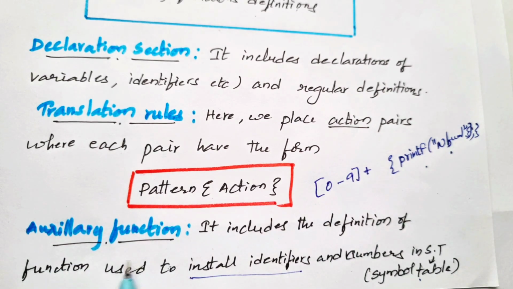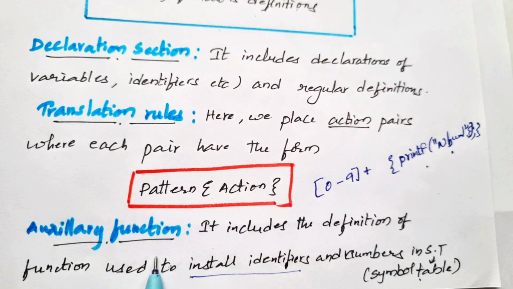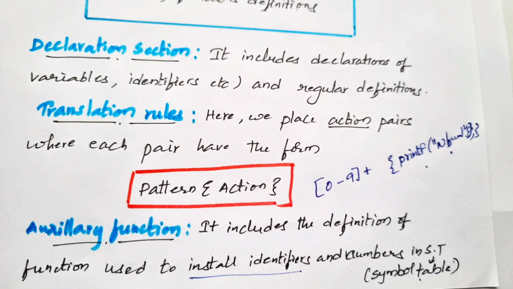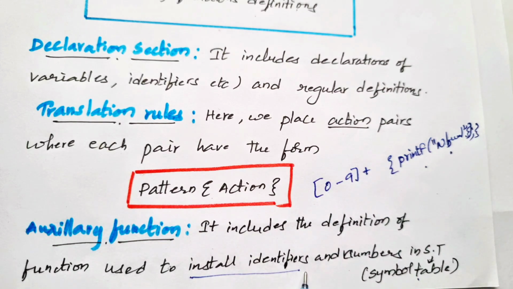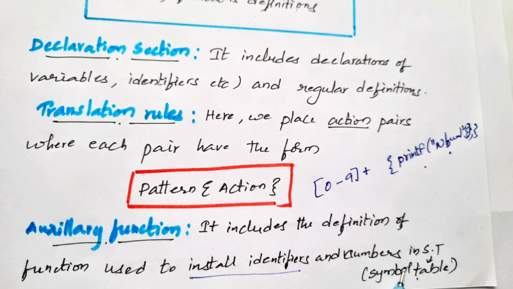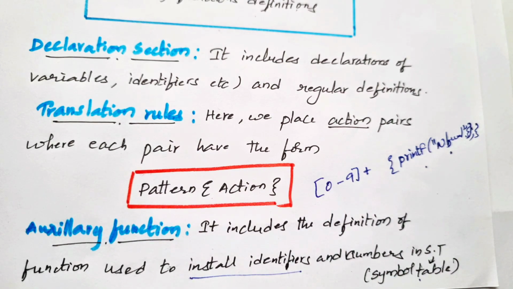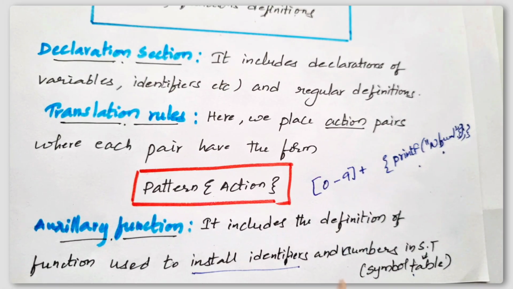The third one is auxiliary function section. It contains user-defined functions that support the lexical analyzer. These functions may be used for installing identifiers into the symbol table, storing constants, performing additional processing, and any handling of special cases. In short, any helper functions required by the scanner are written in this section.